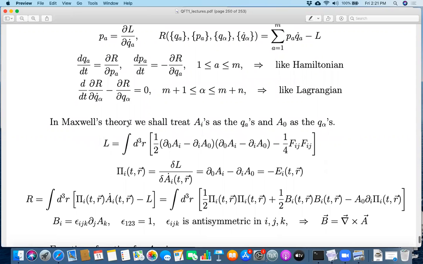When we apply it to Maxwell's theory, we are going to treat the A_i's as the Q_A's, so for these we'll use a Hamiltonian-like formulation, and the A_0 as the Q_alpha. That means A_0 will be treated in the Lagrangian formulation. And you can immediately see the advantage that you don't have to worry about pi_0. Because if you try to treat A_0 in the Hamiltonian formulation, you run into the problem that pi_0 is 0. But let's not do that. We'll simply treat this in the Lagrangian formulation and see what we get.